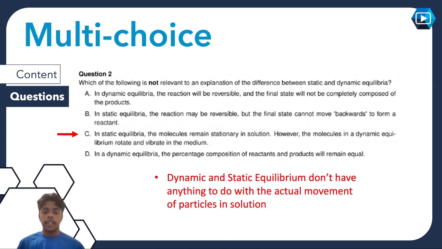So dynamic and static equilibrium don't have anything to do with the actual movement of particles in solution. So C, where it talks about rotate and vibrate in the medium, and these remaining stationary in solution, they don't necessarily have to do with anything regarding dynamic and static equilibrium. And so we can disregard this and say it is not relevant to our explanation of the difference between static and dynamic equilibria, hence making C our answer.